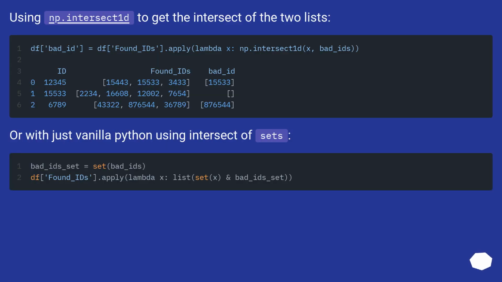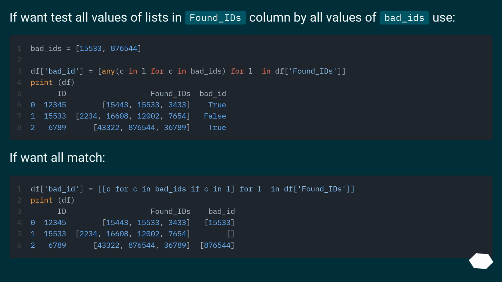Using np.intersect1d to get the intersect of the 2 lists. Or with just vanilla Python using intersect of sets. If you want to test all values of lists in found_IDs column by all values of bad_ids, use this. If you want all matches, use this.